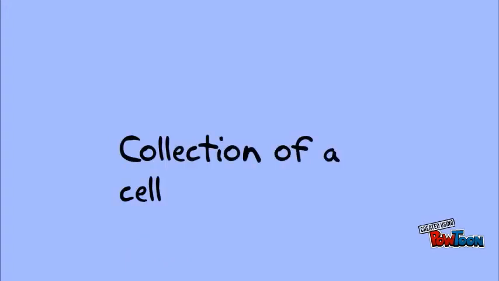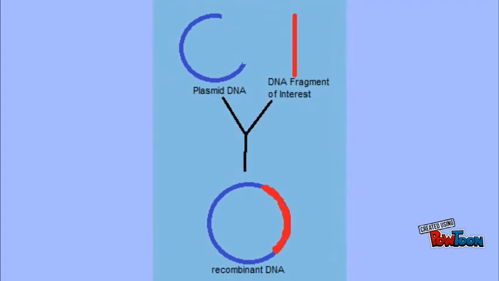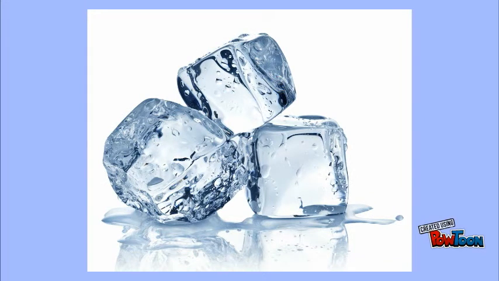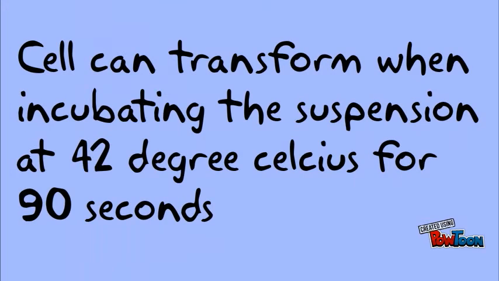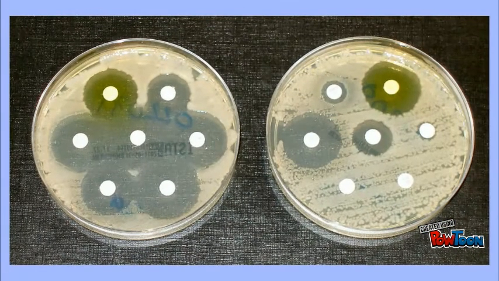Transformation of bacteria and collection of a cell containing the recombinant plasmid is done by thawing the sample on ice. It can also be transformed by adding recombinant DNA to the cell sample. Besides that, the cell can be transformed by incubating the suspension at 42 degrees Celsius for 90 seconds. Lastly, spreading the suspension on the agar plate containing selective antibiotic completes the transformation of the bacteria.